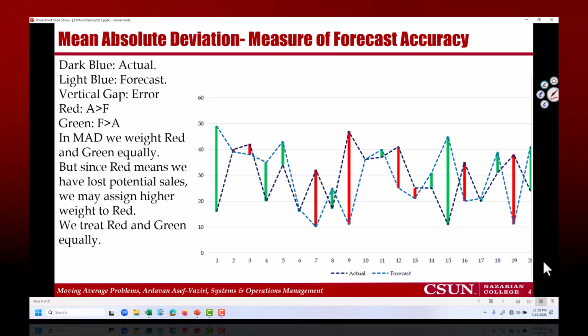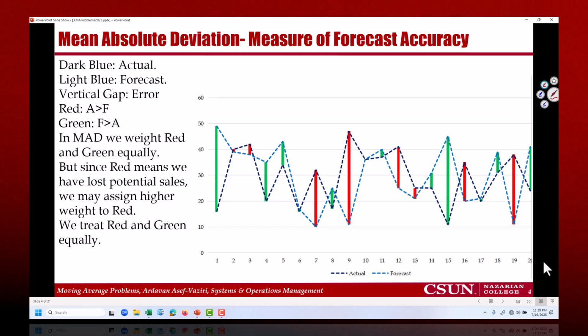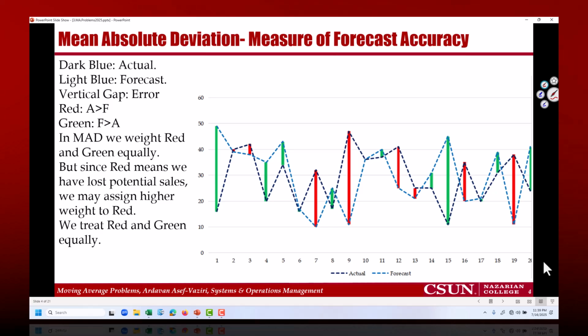In this graph, when actual is greater than forecast, I have painted red. When forecast is greater than actual, I have painted green, mainly because when actual is more than forecast, we have lost some potential sale. But in computing MAD, we give the same weight for the case when actual is greater than forecast and the case when forecast is greater than actual. And then we compute the average of these absolute values.